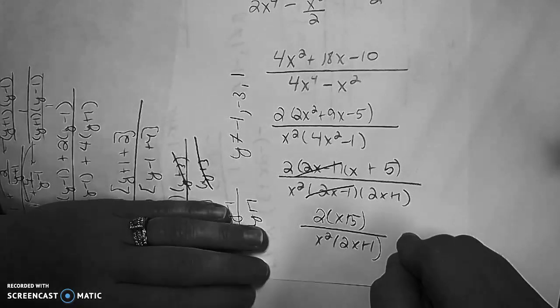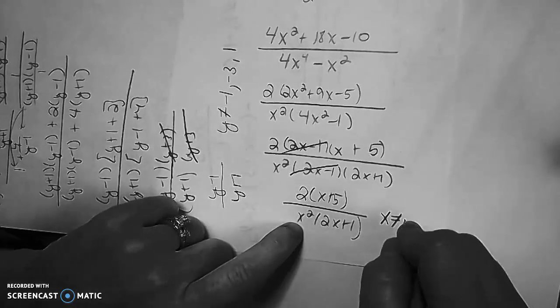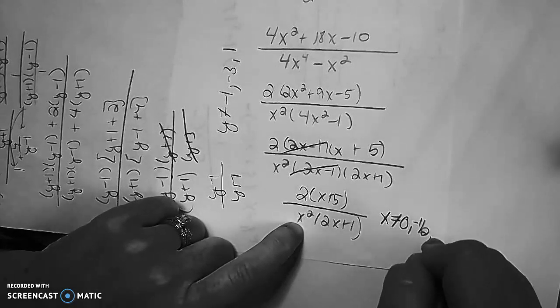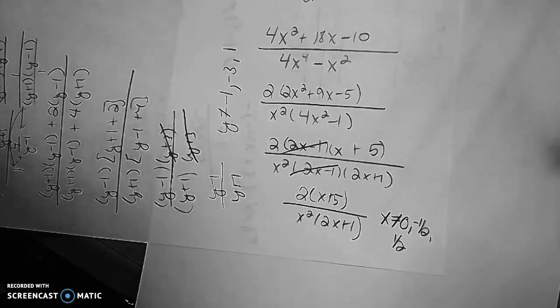From there, let's state our restrictions on our variable. In our final answer, we see x can't equal 0, a negative 1/2. In the step before that, it can't equal 1/2, and those are the only restrictions that we end up with.